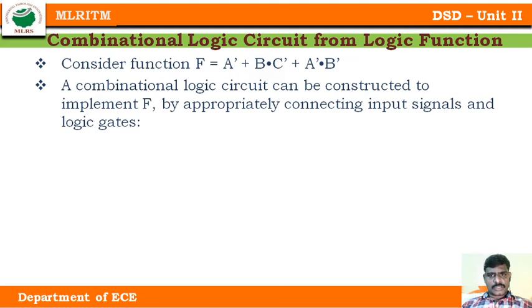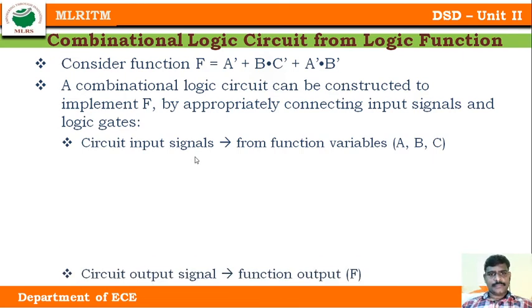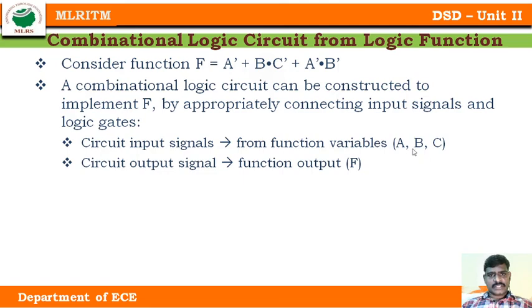Now a combinational logic circuit can be constructed to implement the function by appropriately connecting the input signals and logic gates. The circuit inputs are the function variables, I have 3 inputs a, b, c. The circuit output is the function f. This is your output function, and the input variables are A, B and C.